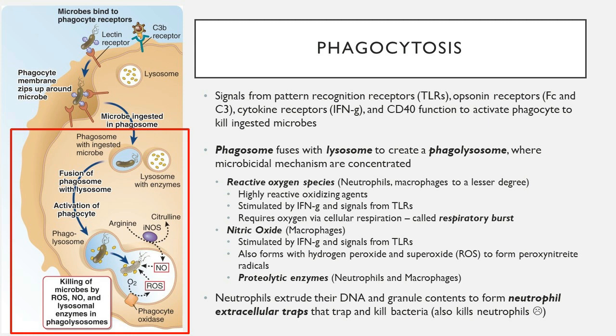Now, one really cool side note that I want to talk about is the ability in neutrophils to extrude their DNA and granule contents to form neutrophil extracellular traps. This is in the extracellular space and can trap and kill bacteria. Now, of course, this also kills the neutrophils, but it's a pretty gnarly way of committing suicide for the sake of killing microbes.